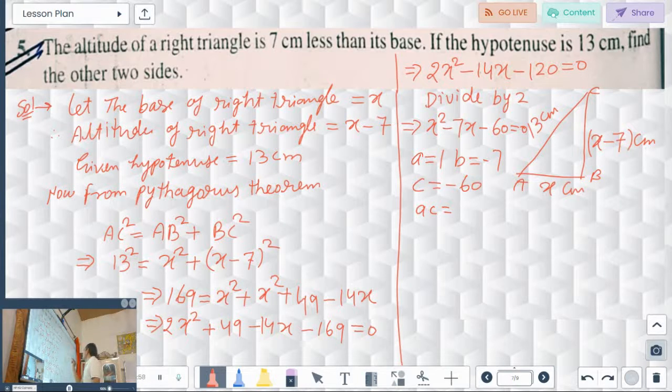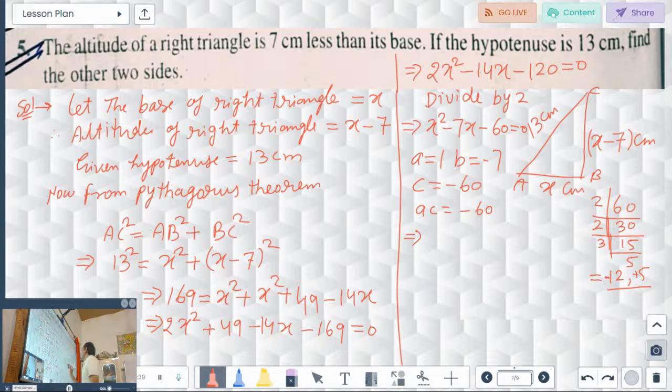AC equal to minus 60, okay. Now factorization of 60: 2, 30, 2, 15, now 3, 5, okay. Now the factors will be 12 and 5, okay. B is minus 7, so minus 12 and plus 5, okay. These are the factors, okay.